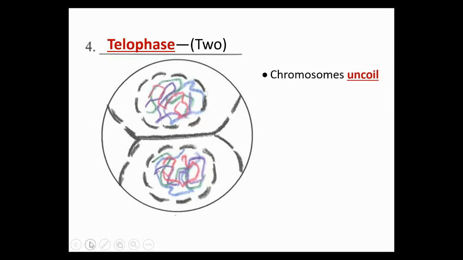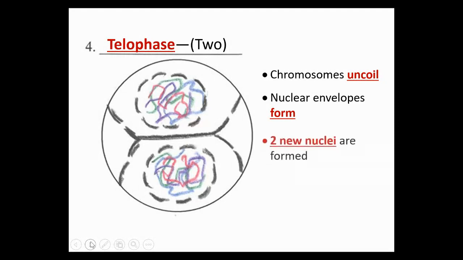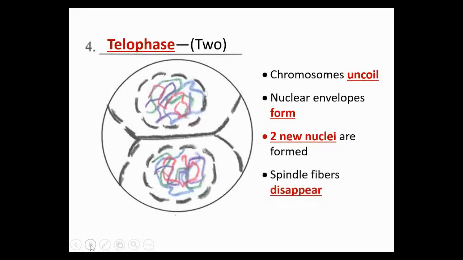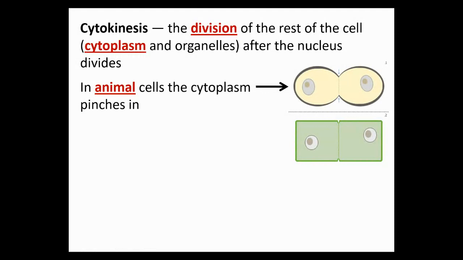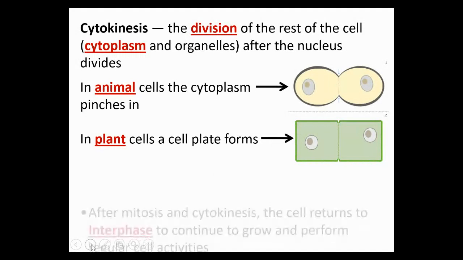Telophase: chromosomes uncoil, the nuclear envelope or membrane reforms, and 2 new nuclei are formed in preparation for the cell being divided into 2 new daughter cells. And the spindle fibers disappear. Cytokinesis is the division of the rest of the cell, the cytoplasm and organelles, after the nucleus divides. In animal cells, the cytoplasm pinches in. In plant cells, a cell plate forms. This would be where the cell plate forms, and this would be where the cytoplasm pinches in.